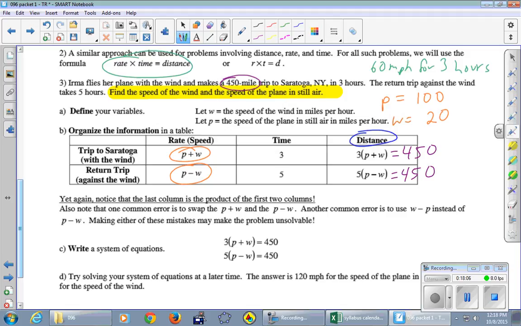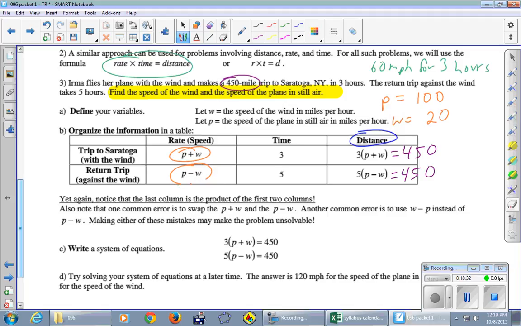Okay, one other thing that I want to point out, just a common error. Instead of P minus W, W minus P. Seems good, you just add them and you subtract them. But again, you got to make sure you're careful about that. The wind, I really hope, is not outpacing the plane. We didn't do 20 minus 100. We did 100 minus 20. So just make sure you are careful with the order there.